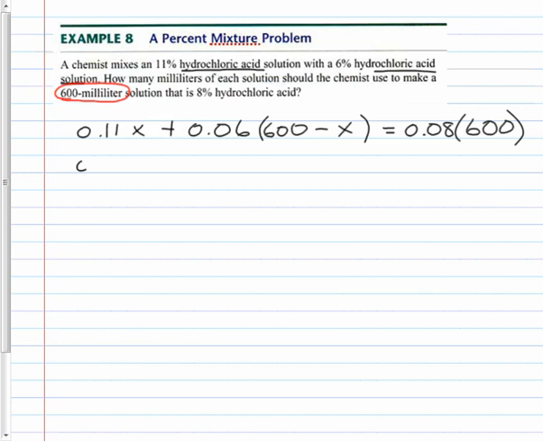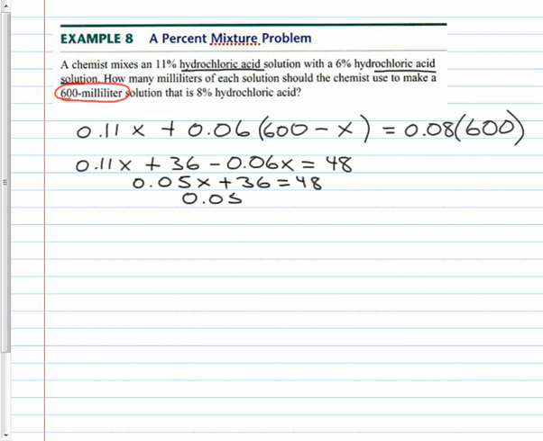We need to distribute there, so again, if you could help me. 0.06 times 600. 36. Exactly. Minus 0.06x equals 48. So if I get my like terms together, well, 11 minus 6 is 5, so I can even do that. 0.05x plus 36 equals 48. Subtract our 36. Divide by 0.05. 240?